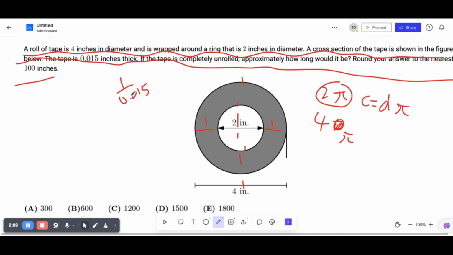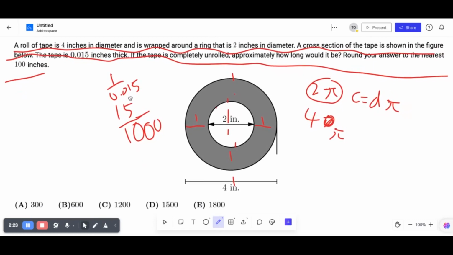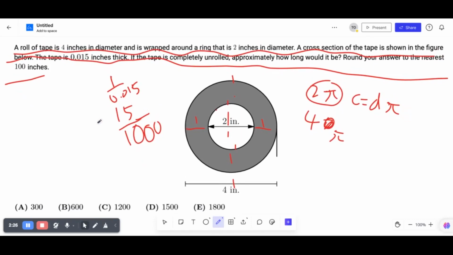And then 0.015 is equal to 15 over 1,000, right? Let me see. Times 1, 2, 3, yeah. So it's equal to 15 over 1,000. And then you can divide by 5, you get 3 over 200. 1 over 3 over 200 is equal to 200 over 3 pieces of tape. And yeah, I know that sounds kind of weird since you can't have a decimal number of tape, but it all comes out in the end, so don't worry.